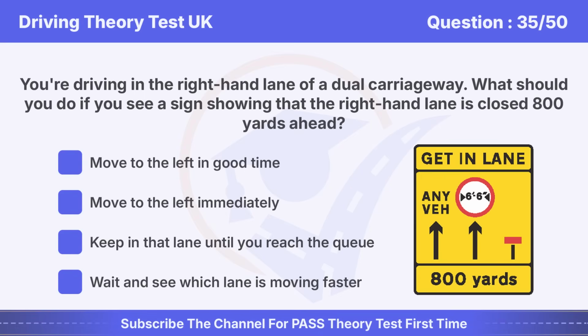Question 35. You're driving in the right-hand lane of a dual carriageway. What should you do if you see a sign showing that the right-hand lane is closed 800 yards ahead? Option A. Move to the left in good time. B. Move to the left immediately. C. Keep in that lane until you reach the queue. D. Wait and see which lane is moving faster.